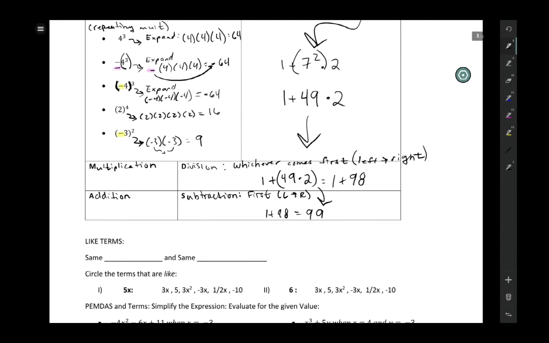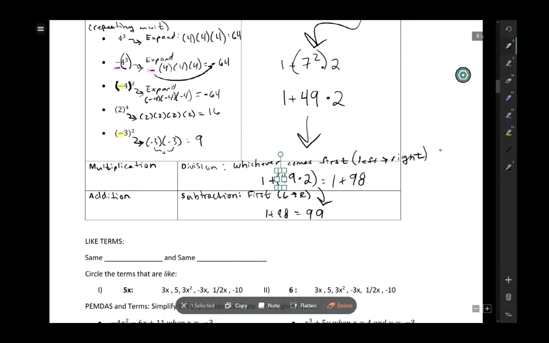A lot of students think, oh, it's order of operations. It's simple. You can just rush through. And really, these again are easy points. Use your calculator. Like terms, they have the same variable and the same exponent.